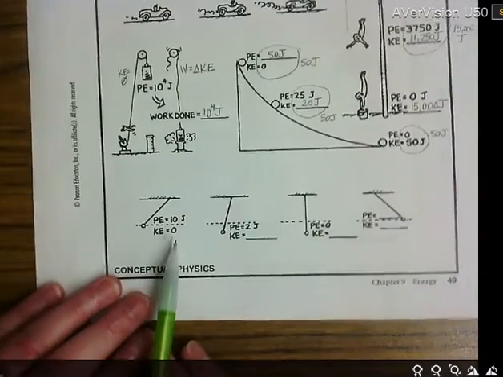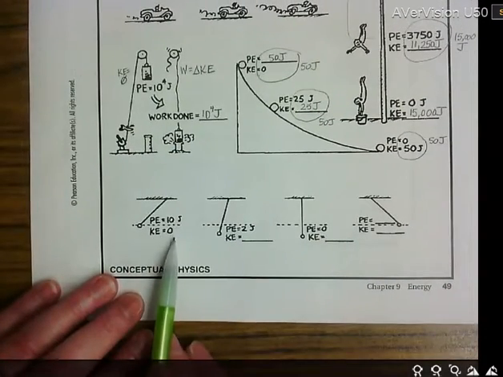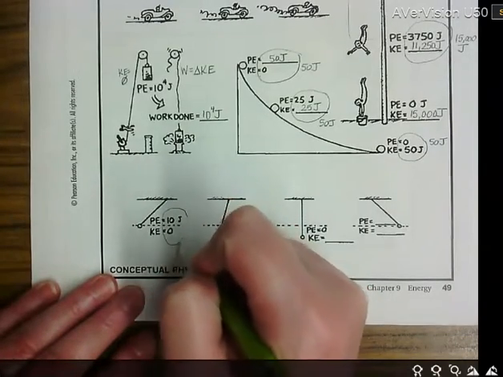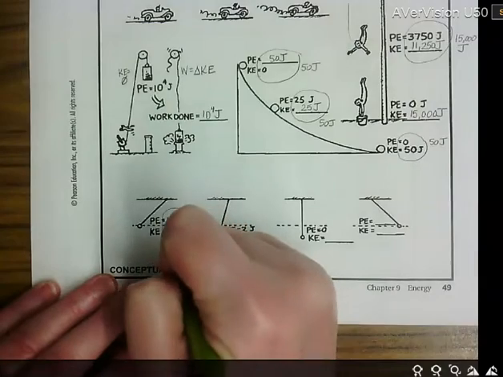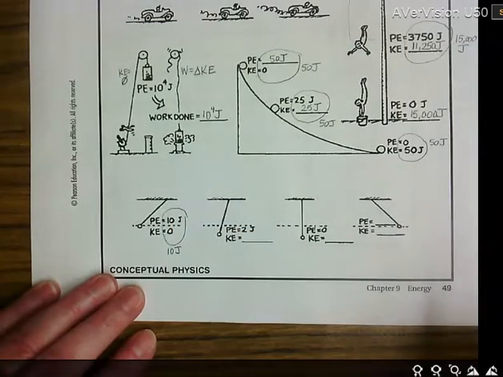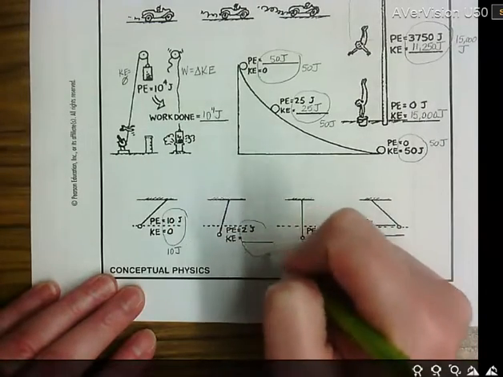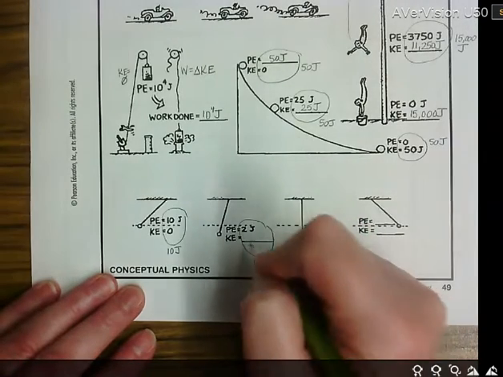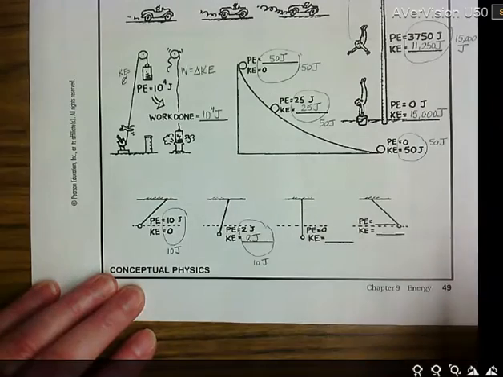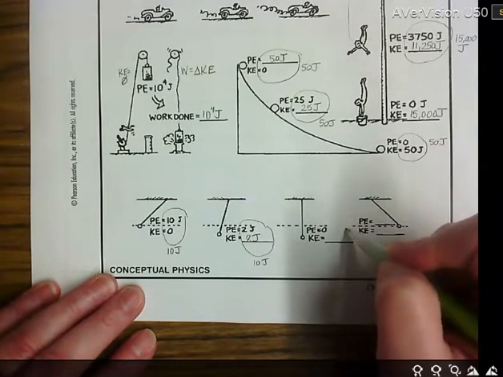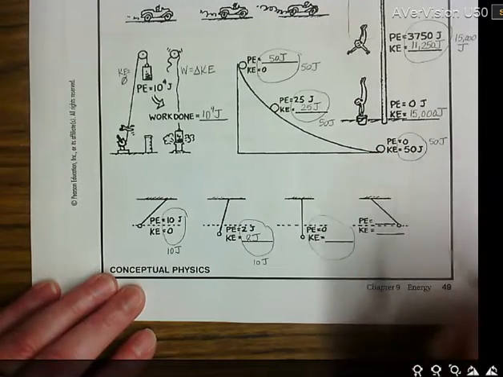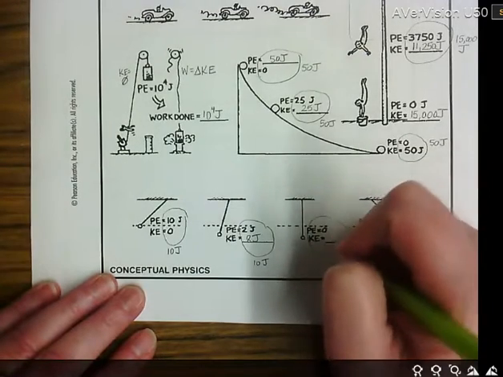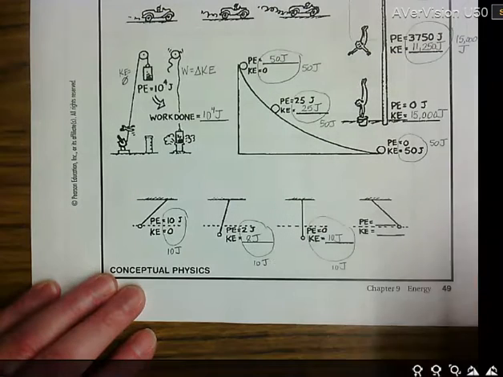Let's take a look at this one. Again, this is that same idea. The total of potential and kinetic energy has to stay the same every time, so it's going to be 10 joules every time. So the total of these has to equal 10 joules, and we know 2 joules is potential, which means 8 joules has to be kinetic. Again, here the total has to be 10 joules. So this has to be 10 joules.